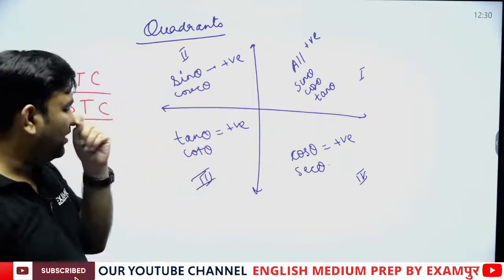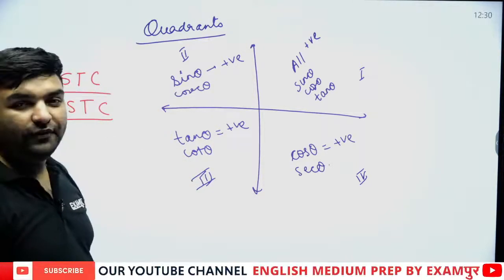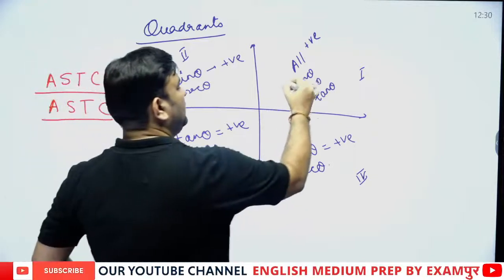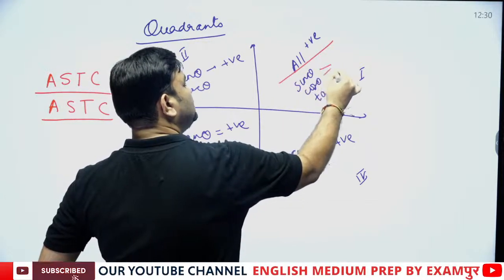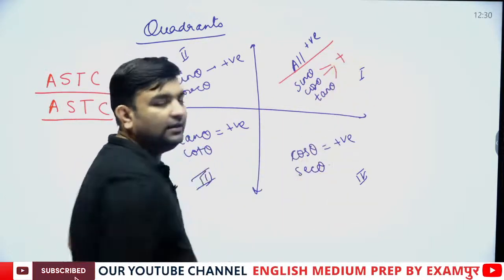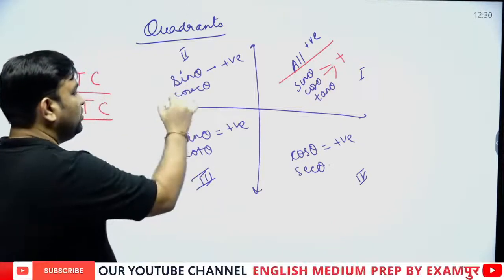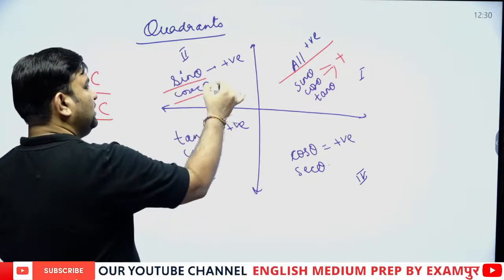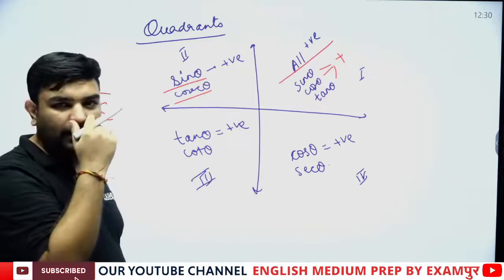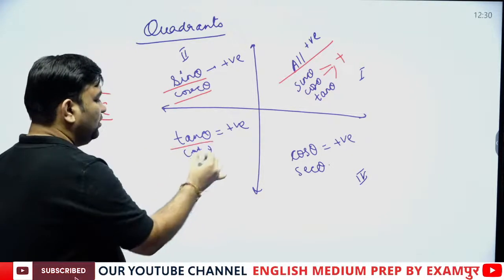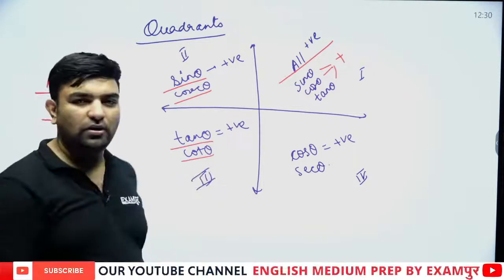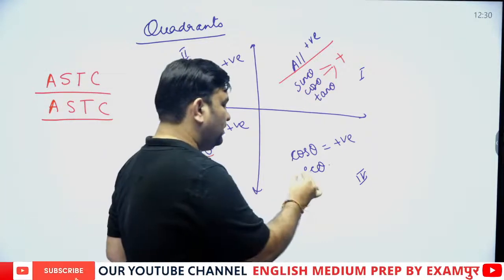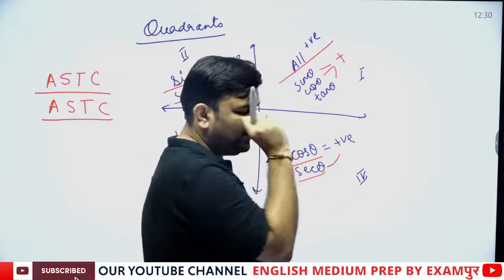So a lot of mnemonics were there: in the first quadrant all are positive, sine, cos, tan and their inverses. In the second quadrant, only sine and cosec are positive, the rest are negative. In the third quadrant, only tan and cot are positive, the rest are negative. In the fourth quadrant, cos and sec are positive, the rest are negative.